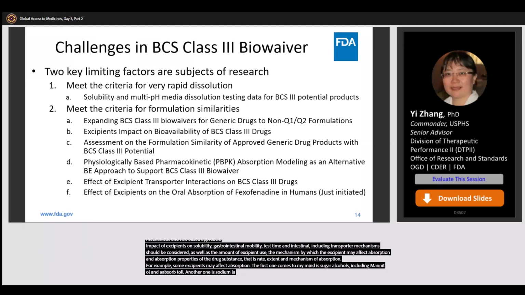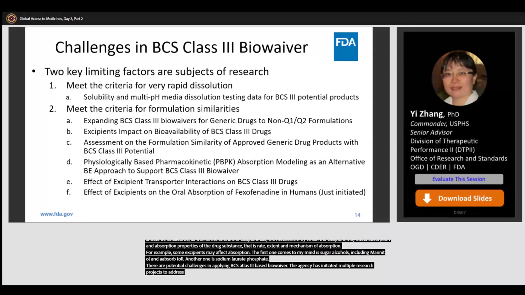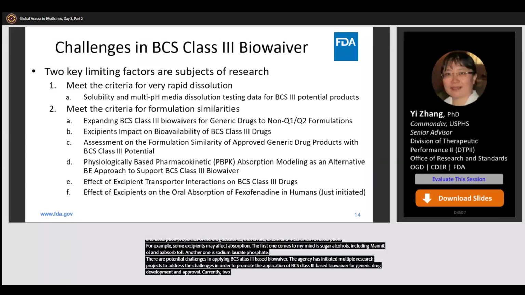There are potential challenges in applying BCS Class 3 based biowaiver. The agency has initiated multiple research projects to address the challenges in order to promote the application of BCS Class 3 based biowaiver for generic drug development and approval. Currently, two key limiting factors are subjects of research.